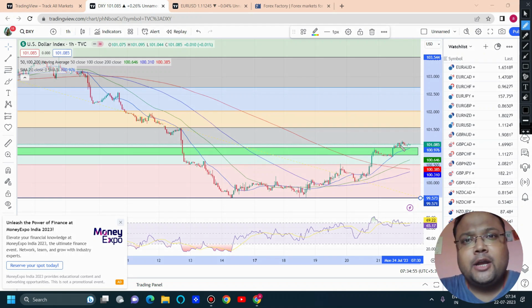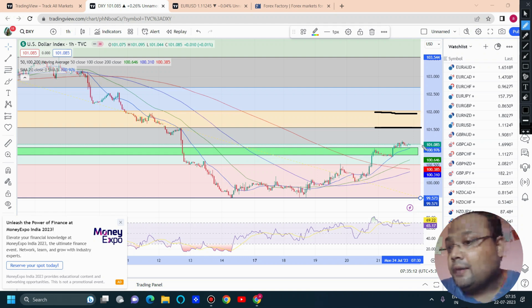So right after the market opening, if dollar index tries to recover, then 101.50 will be the first resistance and 102 will be the second resistance. But till Wednesday, do not expect a big sell on DXY, because market will be trying to recover, simply expecting rate hikes.